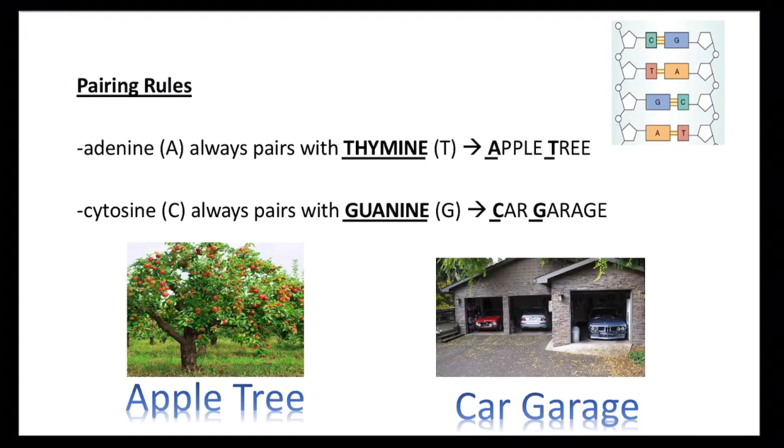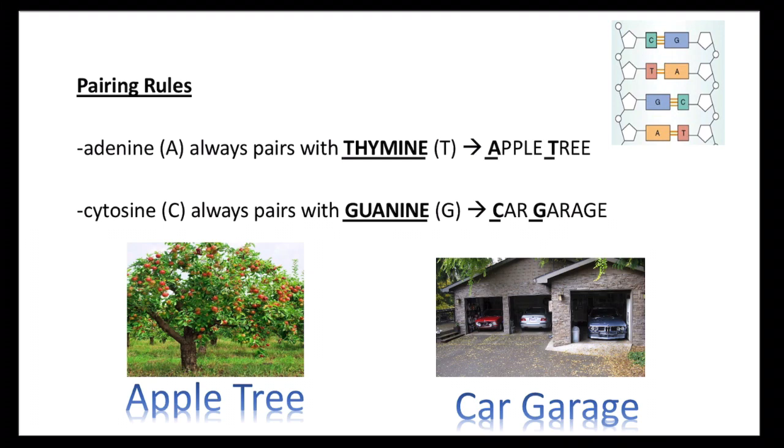So let's go into some pairing rules here. Adenine, which we shorten to A, always pairs with thymine. Cytosine, C, always pairs with guanine, G. So to remember this: adenine, thymine, apple tree; cytosine, guanine, car garage.